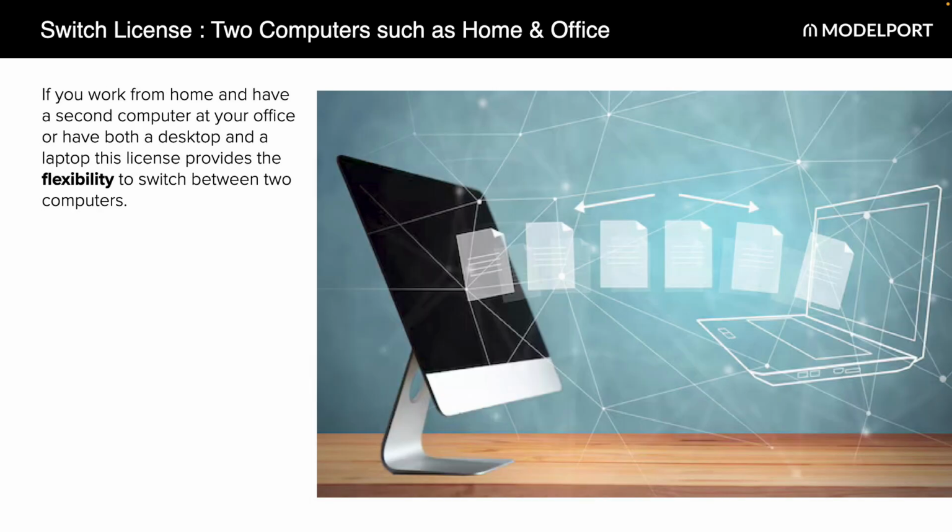We have the Switch license, which has become very popular as of recent because this allows you to have two computers on it. So a good example is a home and office. Maybe you have your laptop and you want to be able to move ModelPort between your laptop and your office computer or vice versa. So this gives you the ability to utilize the flexibility of our floating license technology in a two-computer scenario where you have a home and office type of environment where you want to switch between two computers.